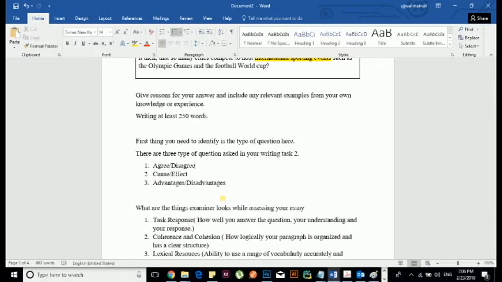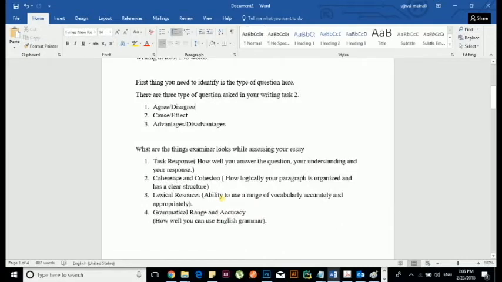Before we approach the question and write the content for task 2, let's see what the examiners look at while assessing your IELTS essay. The first thing the examiners look at is your task response. That is how well you answer the question, your understanding and your response. The second thing is coherence and cohesion. That is how logically your paragraphs are organized and whether it has a clear structure.